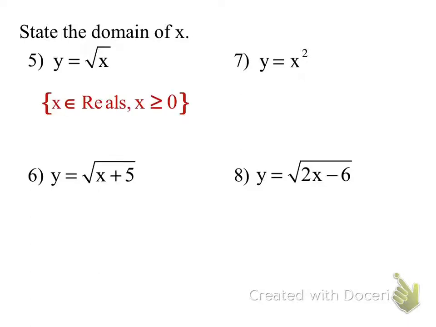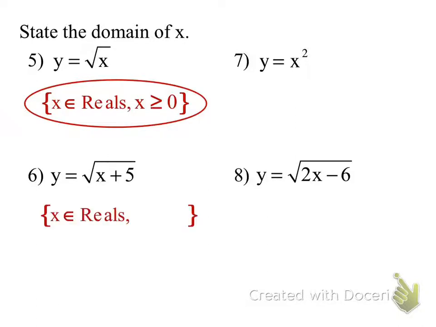Number 6, Michael. X is an element of the reals, and X cannot be... Don't tell me what it can't be. X is greater than or equal to 0. Good. No, not 0. You have to set what's inside, negative 5. Right, not 0. You have to set the inside of the radical greater than or equal to 0.